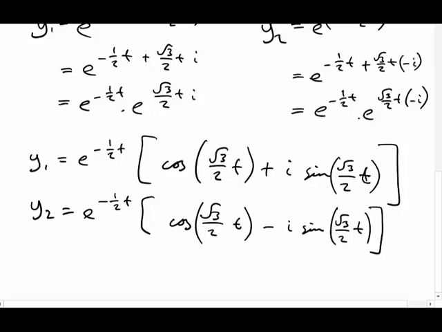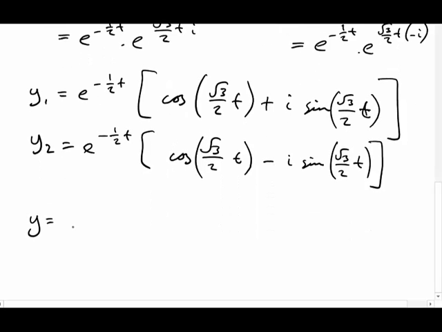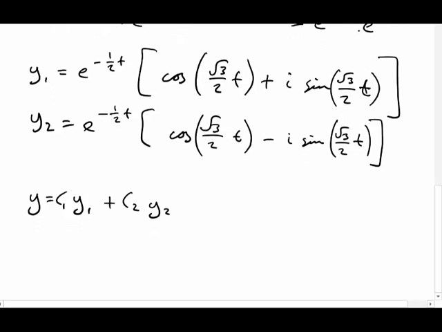Now remember, our general solution is going to be y1 plus y2, with some constants in front of them, c1 and, sorry, what have I written? I automatically wrote c2. There we go. So y is going to be c1 times y1 plus c2 times y2. So what we're going to end up with is c1 times y1, which is all of that thing.